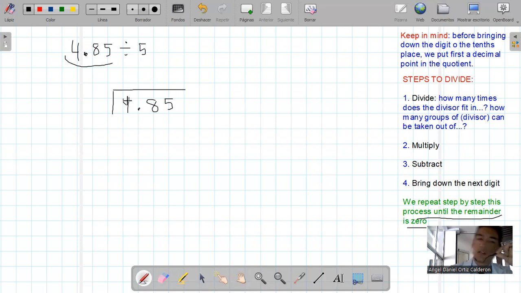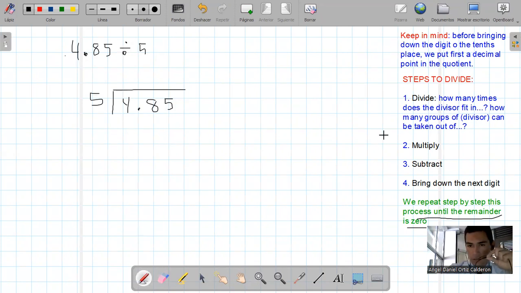And well, the dividend goes underneath. The remainder is right here underneath the dividend. The quotient is right here, it is actually the answer. And the divisor is this number. The number on the right side goes out here. So this is a long division. And first we have to set up the division problem.